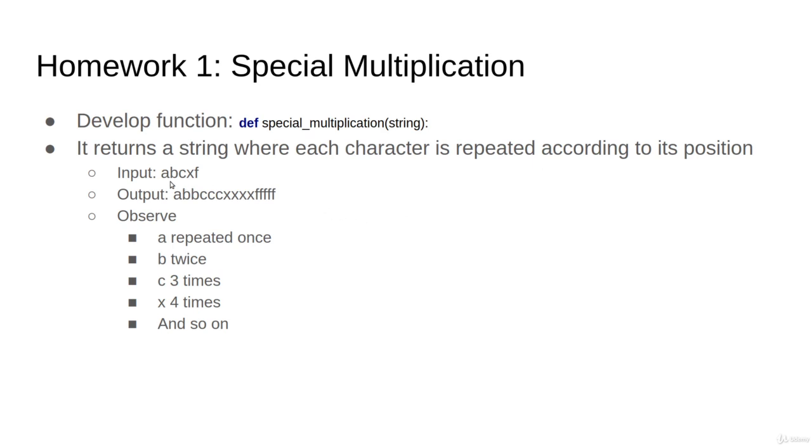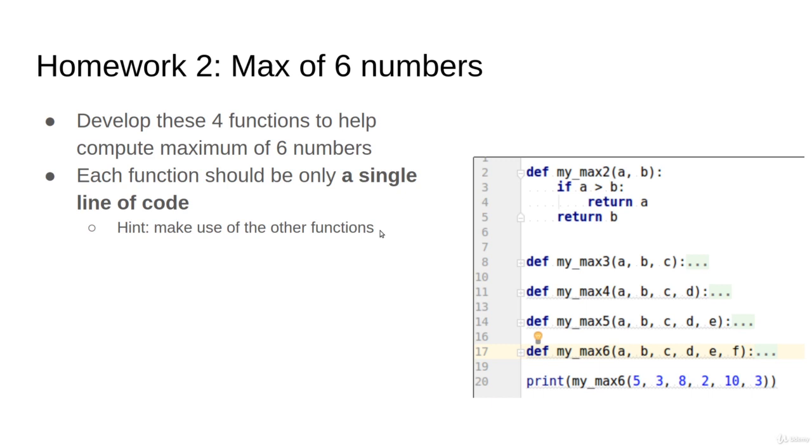For example, let's say we have an input like ABCXF. A is number 1, so it will repeat it once as A. B is number 2, so it will repeat it twice. C is number 3, it will repeat it 3 times. X is number 4, it will be repeated 4 times, and so on.